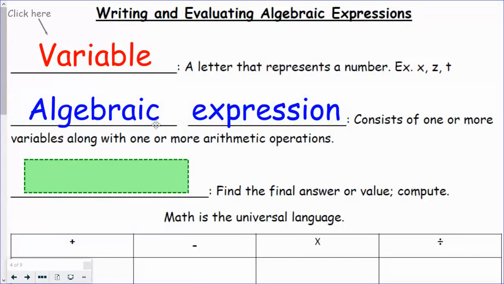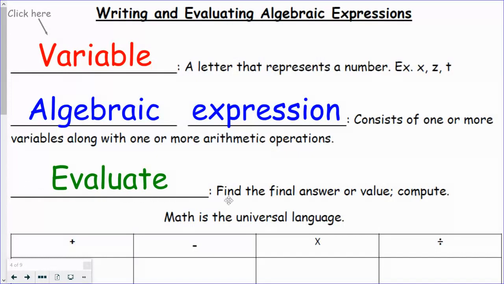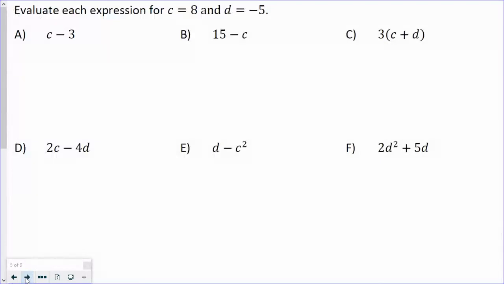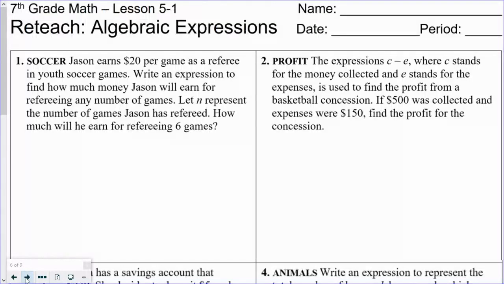All right. Algebraic expressions consist of one or more variables along with one or more arithmetic operations. And then evaluate, that means to find the final answer or value of the expression. To compute, right? Put in the value of that variable that you're given and see what it equals. Okay, and then we had some that we had to do for this. I want to skip down to what we're doing today.